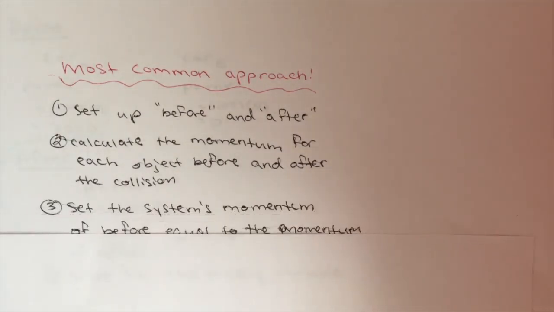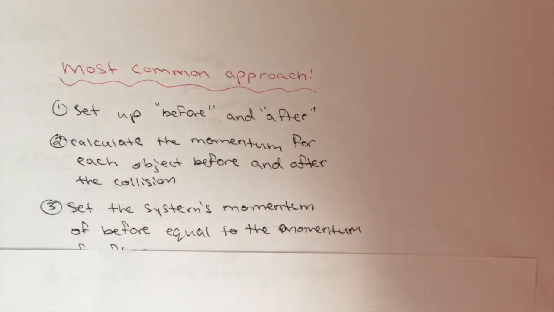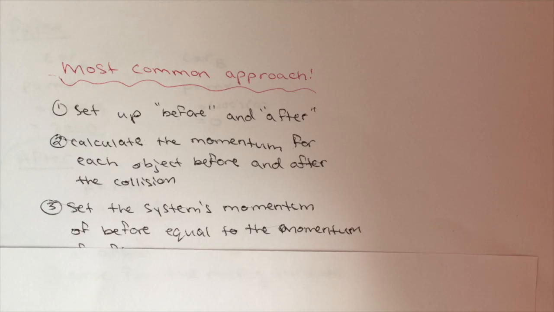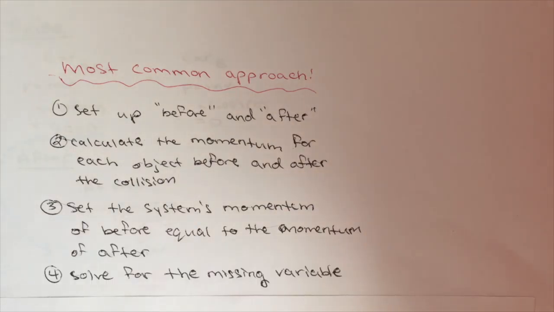So then after you do that, you set the system's momentum before equal to the momentum after. So you're going to add up the momentum of the turtle and the bunny before, and then set that equal to the momentum of the turtle and the bunny after. The question had asked to find the velocity of the turtle at the end, or what would be the mass of the bunny before. So that's how you would set up this equation and then go from there.